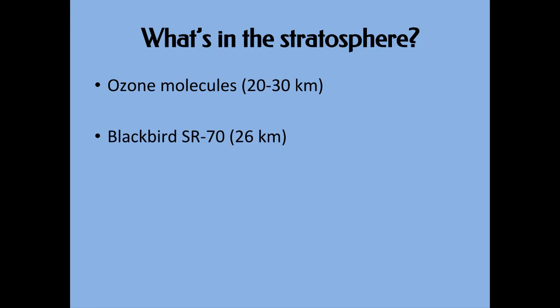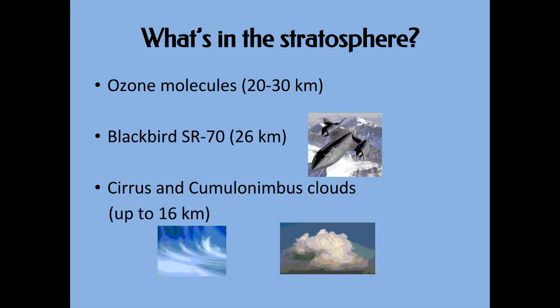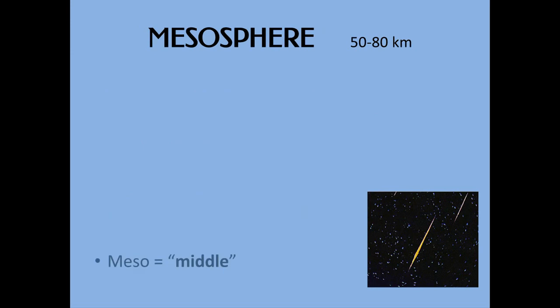Take a second and draw some of the things that we would find in the stratosphere. We'd find ozone molecules, a Blackbird SR-71 and many other reconnaissance military planes, and we'd find cirrus and cumulonimbus clouds.